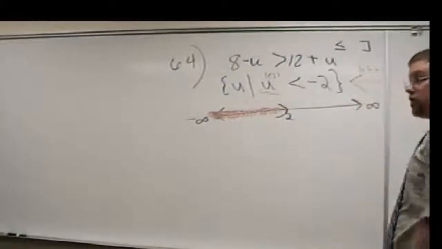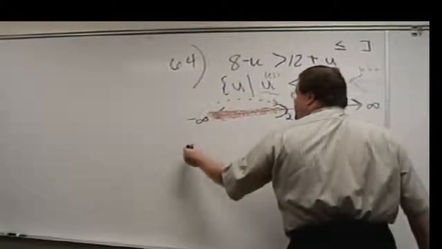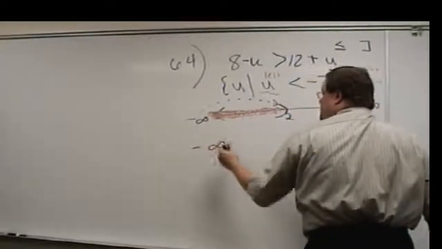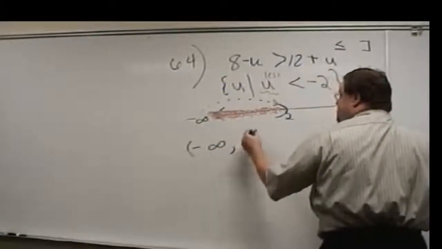The interval notation, you always look from left to right. So you're going to write negative infinity first. And then negative infinity is always a parenthesis, comma, -2, parenthesis. Okay?